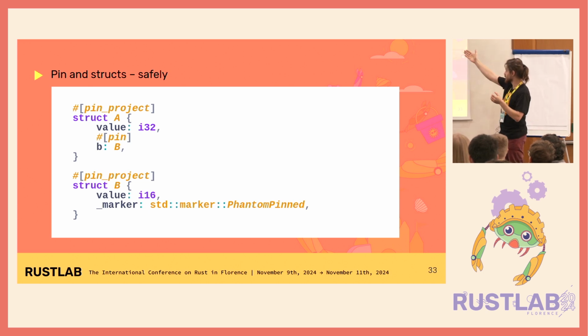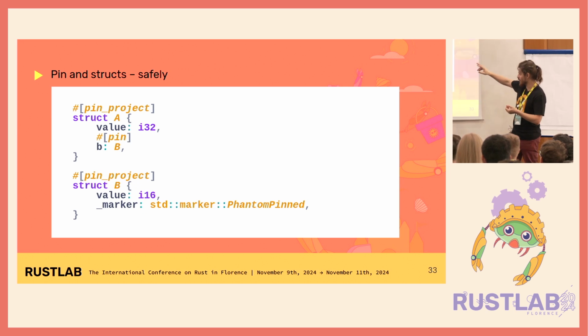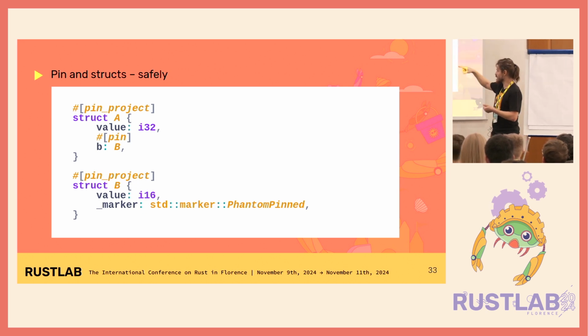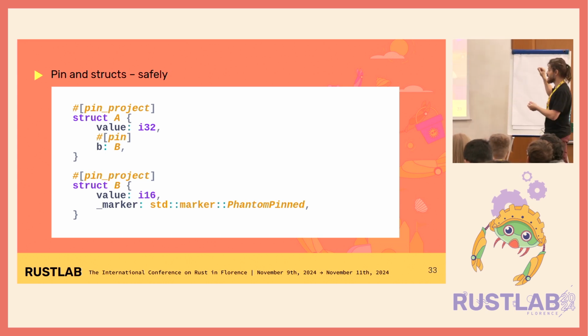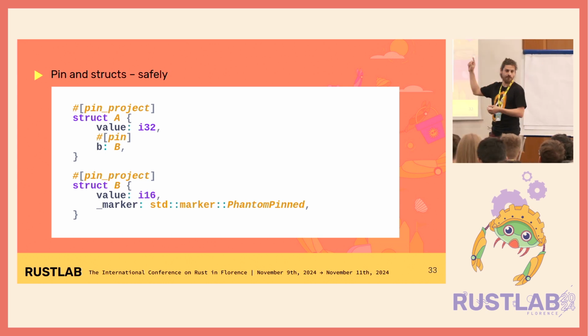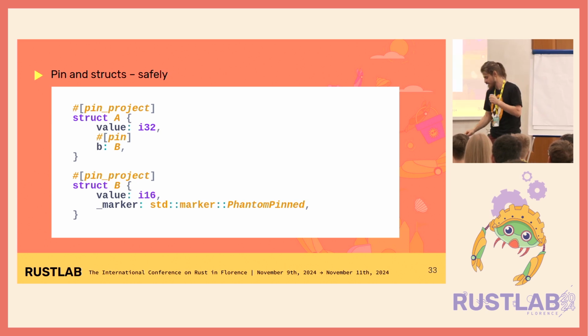So how does it work? You can just annotate the structures. As you can see, we annotated both A and B with the pin project. We also annotated the B fields as pin. So we promise that if the B is not unpin, that thing cannot be a mutable reference, but it must be pinned, okay, during a pin projection.